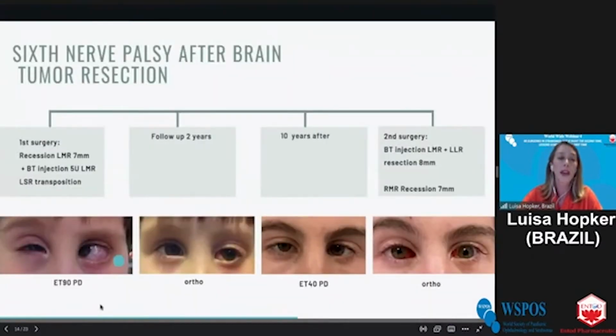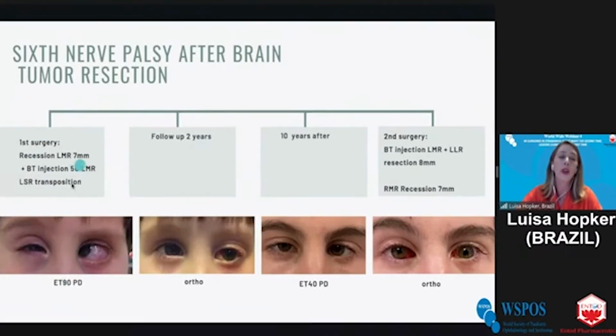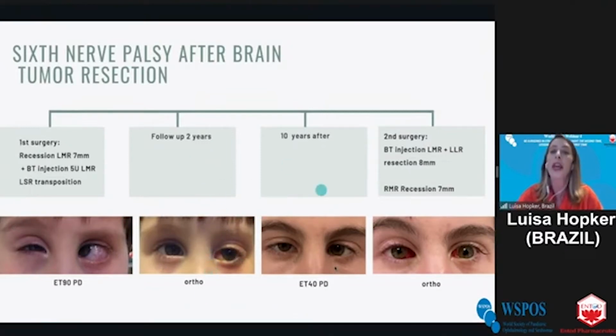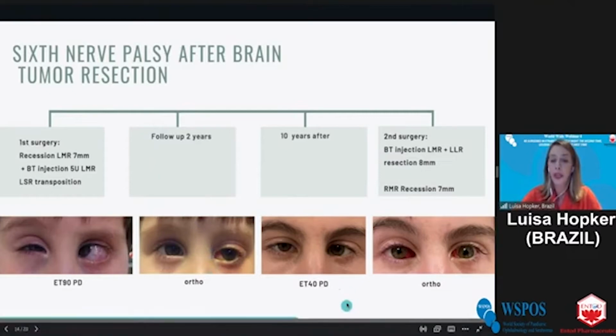This boy had a medial rectus recession followed by botulinum toxin injection intraoperatively to augment the weakening of the medial rectus, and the superior rectus transposition to the lateral rectus, with a very good result even after 2 years. Then he lost follow-up and came back to me 10 years after with a 40 ET.